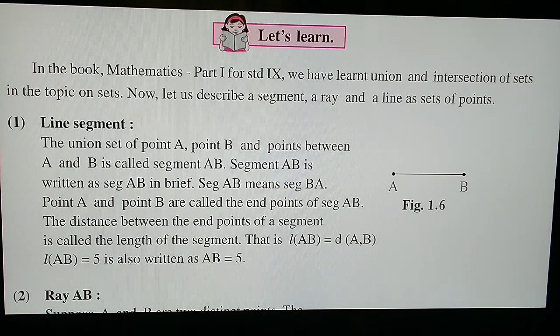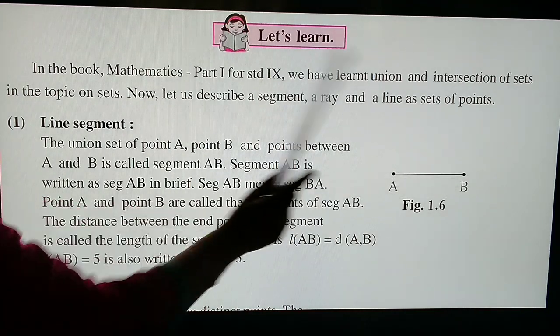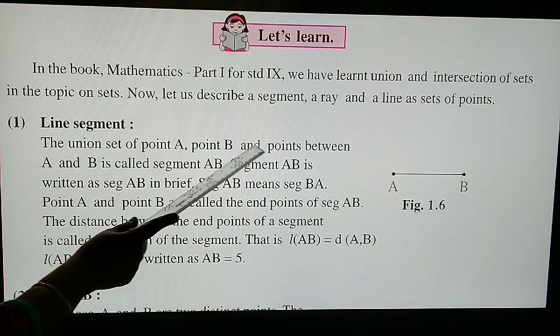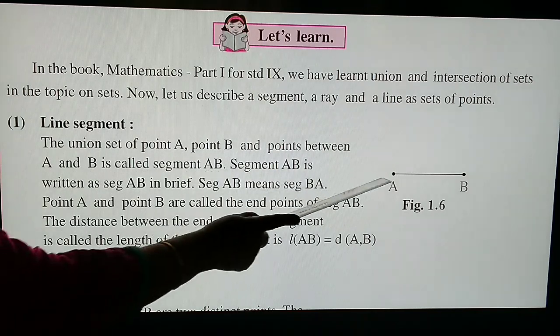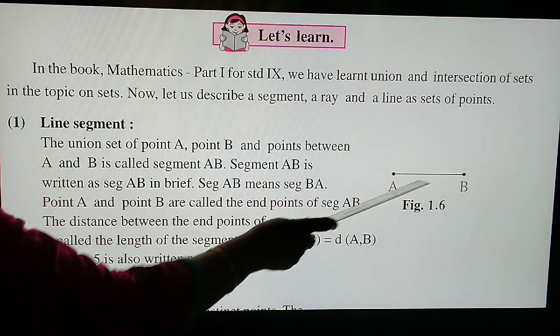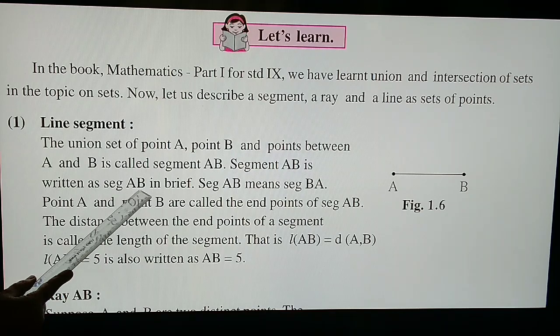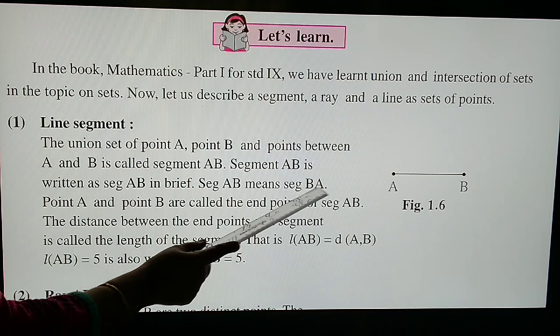A line segment is a part of a line. It has two endpoints. See here, these are the segment A and B, the union set of point A and B and the points between A and B is called the segment AB. So here A and here B, and between these points we call it the segment AB. Segment AB is written like this, and segment AB also means segment BA.